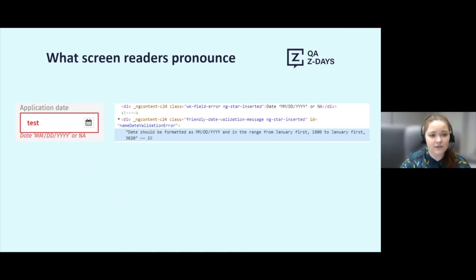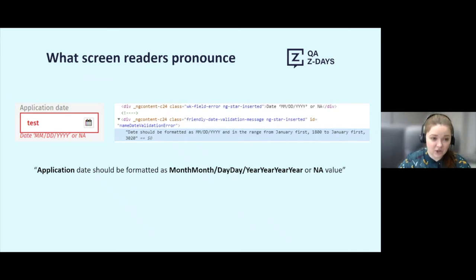So this is the HTML of this field. As you see on the first line, there is the actual text that is displayed on UI, but inside the code, and it is not visible on UI at all, it is only visible for the screen reader, there is another message. In this case, it is like: date, should be formatted as MMDD, YYYY, and in the range from this year to that year. Frankly speaking, I still do not personally like this message. I would probably correct it even more. For example, I would say that it is application date and not just some date. But most probably it's just a generic message used for several date fields. But anyway, it should be formatted as months, months, day, day, year, or an NA value.